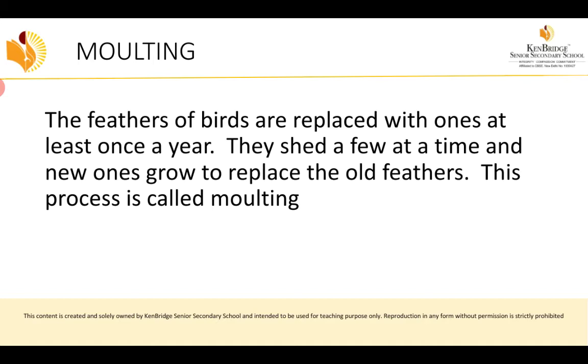So the birds have feathers. They will shed some feathers and the new feathers will also grow. This process of growing new feathers and replacing the old ones is called molting. Molting is the process where the birds shed their feathers and new feathers come. So this process we call molting.